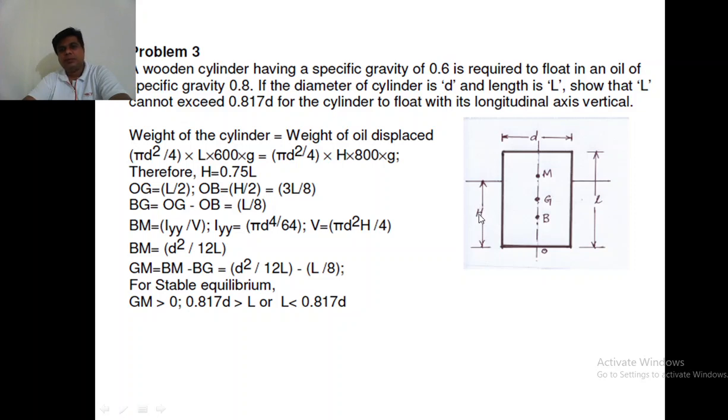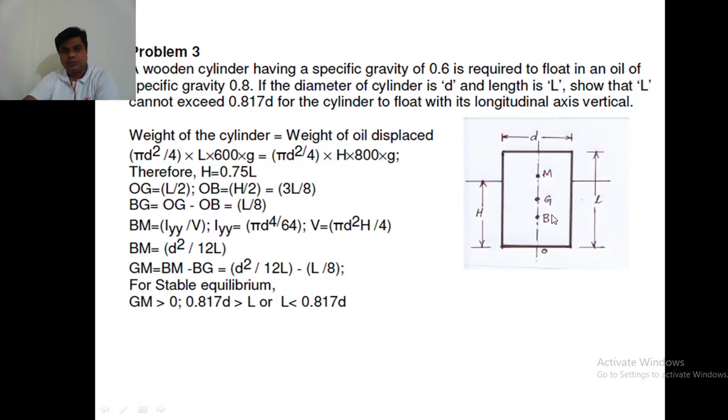So now we have this depth h in terms of L. So now we will find out OB, OG, BG, GM, all those things in terms of L and D. So now OG, that is center of gravity on the bottom, will be half of this, so it is L by 2. Then OB, this is center of buoyancy, that will be half of the immersed body H, so it is H by 2.